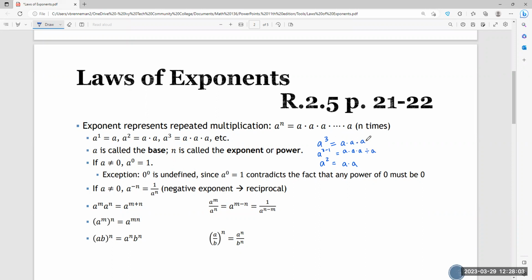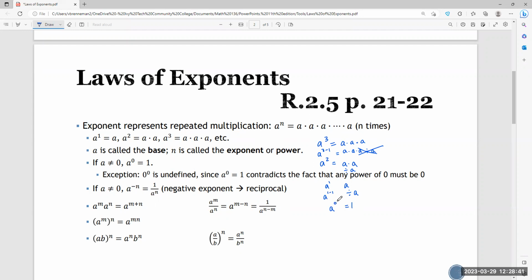So going from A times A times A to just A times A, I've divided out and canceled out one of those A's. So subtracting 1 from the power has the effect of dividing by A. And you have the same thing going from A squared to just A to the 1. So if I follow that pattern, then dividing A by another A equals 1, but that would be A to the 1 minus 1, which would be A to the 0.